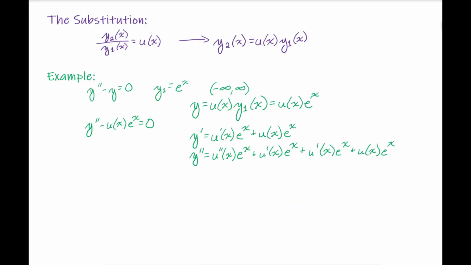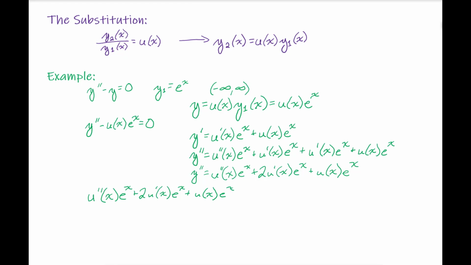So now I can simplify this by combining like terms, so I'll get y double prime equals u double prime of x e to the x plus 2 u prime of x e to the x plus u of x e to the x. So now I can substitute that in for y double prime. So I'll have u double prime of x e to the x plus 2u prime of x e to the x plus u of x e to the x, and then we still have minus u of x e to the x equals 0.